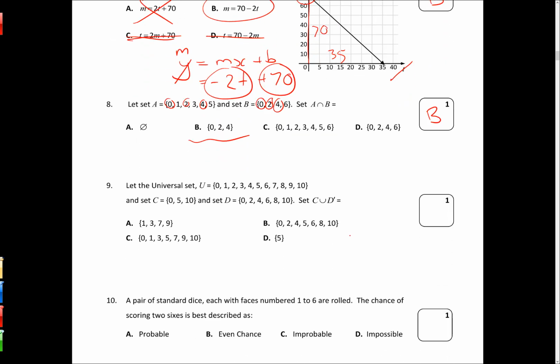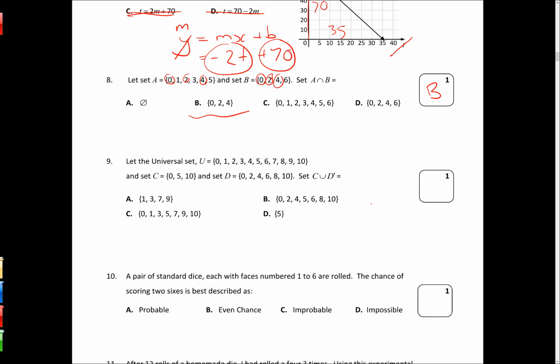Question 9. Let the universal set U equal from 0 to 10. So that means in this question, the only numbers that exist are from 0 to 10. Set C is 0, 5, 10. Set D is 0, 2, 4, 6, 8, 10. Find set C union D dash. Remember that dash just means complement. In other words, that's the union between C and not D. D dash means not D.